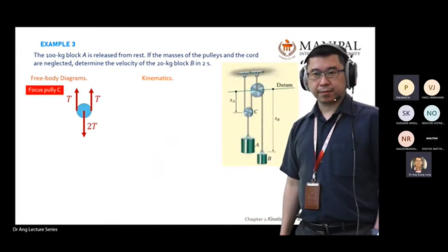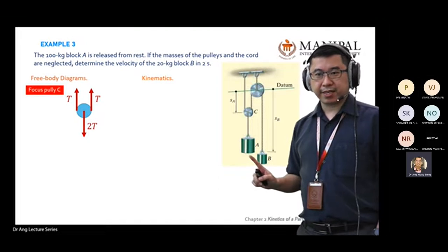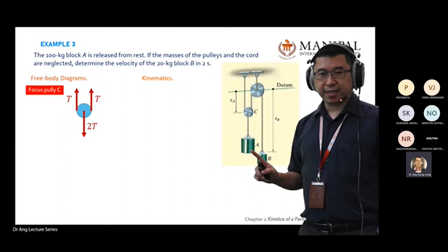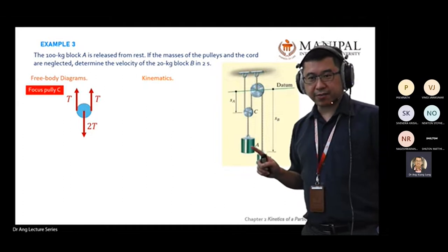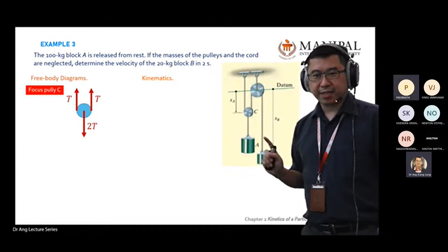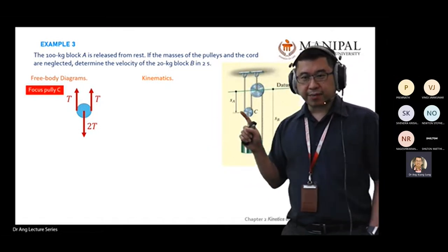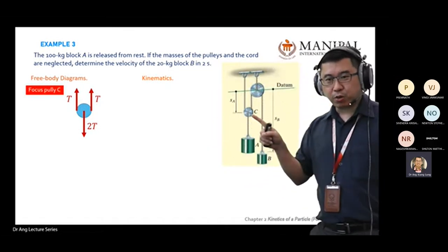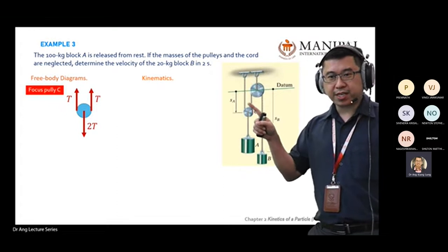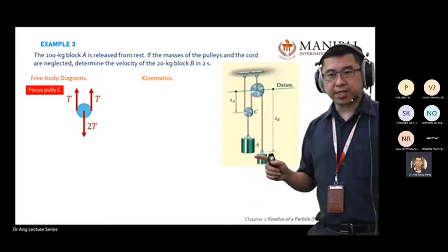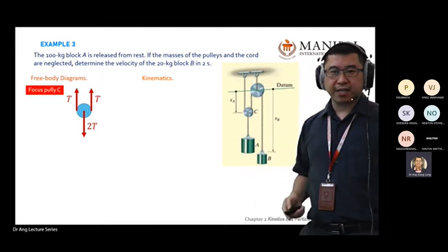So the weight of the load. This one? You mean this one? Yes, sir. You're asking about this one, right? Yes, sir. Okay. We will come to this next. We look at pulley C first. We look at what happened to pulley C. Where is the tension cable about? Of course, you can straight away jump into pulley A, like this one.